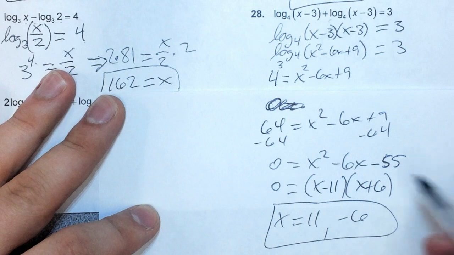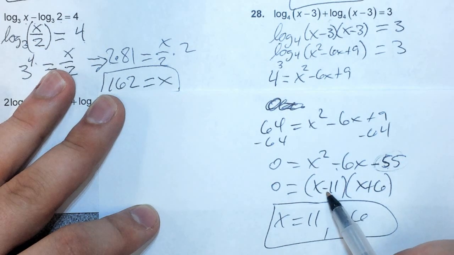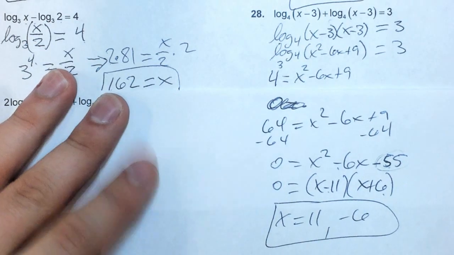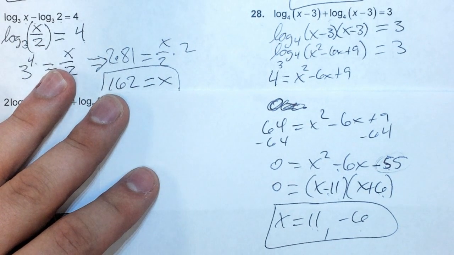Okay? So that was factoring here. What multiplies together to make negative 55 that adds together to make negative 6? Negative 11 and 6. So that's why I came up with those ones. Solving for x on each one of those gives me positive 11 and negative 6. Okay? So there's that one on a separate sheet of paper.